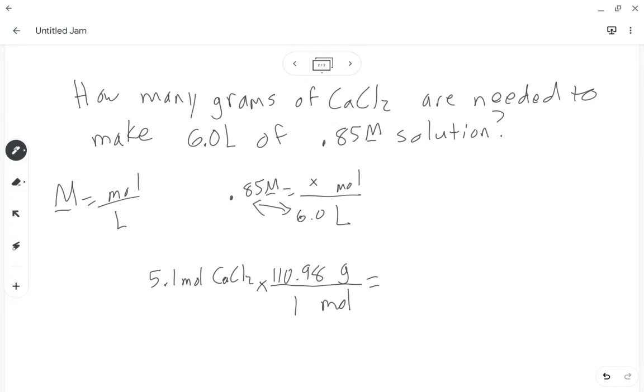We're using the numbers off the periodic table. Calcium is 40.08 and chlorine is 35.45. So we multiply this out and we get that we need 566 grams of calcium chloride. So to make this solution, you would take 566 grams of calcium chloride and then you would add water until your total volume equals 6 liters, which is how much our volume was. So that's how we do some molarity problems. So I'm going to give you a couple of them to try on your own.